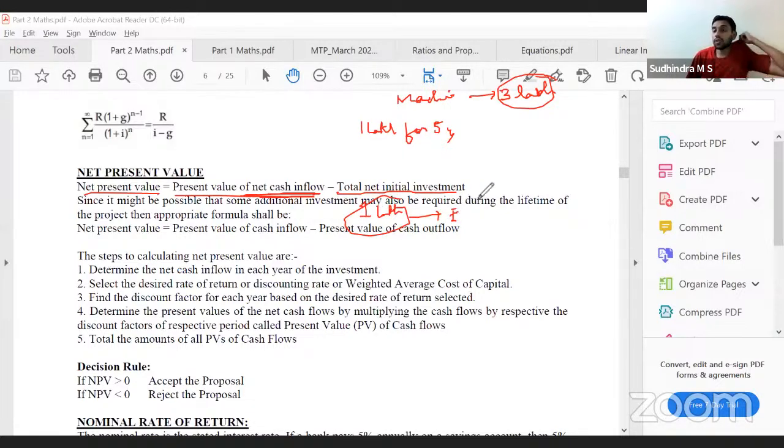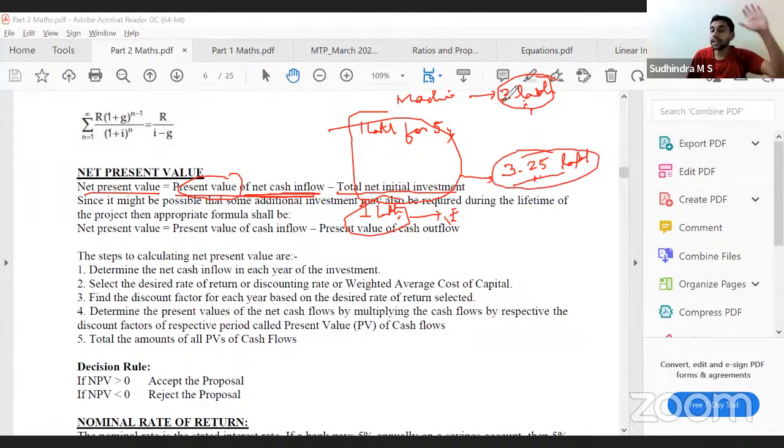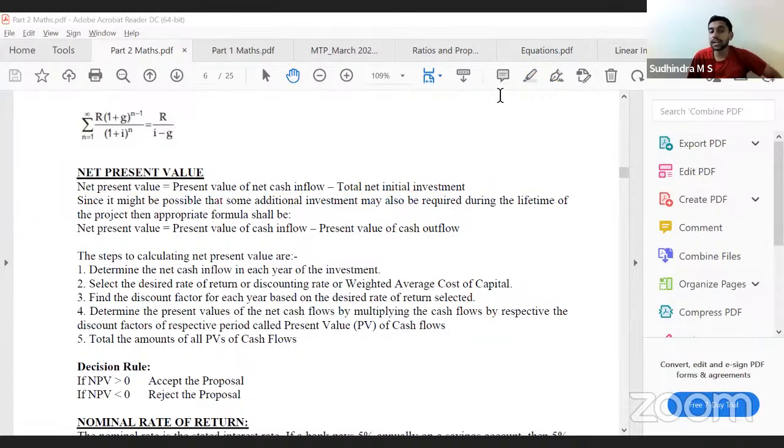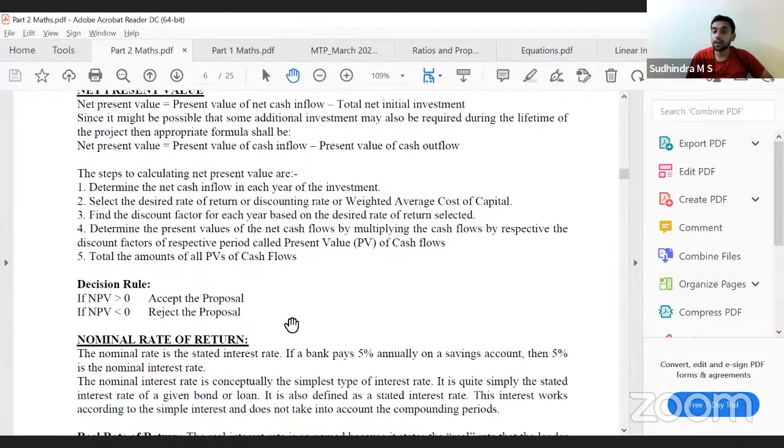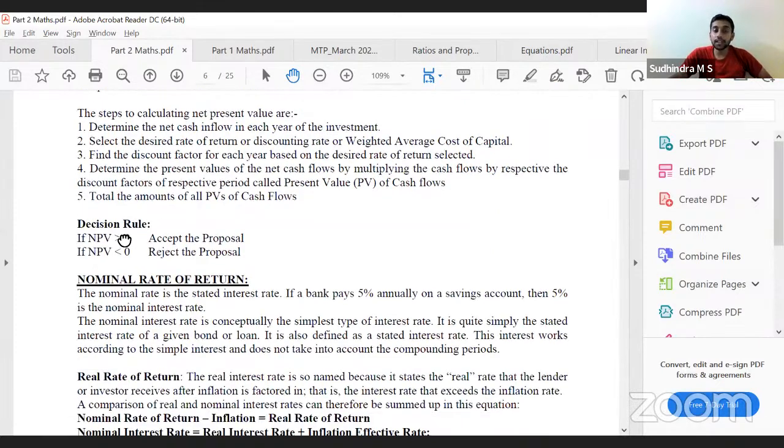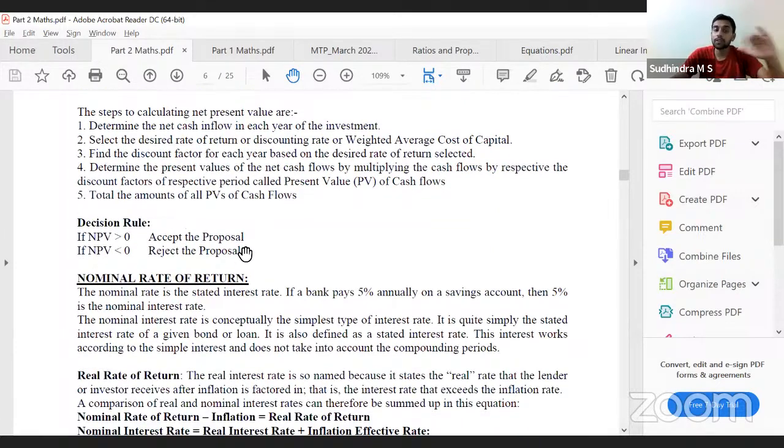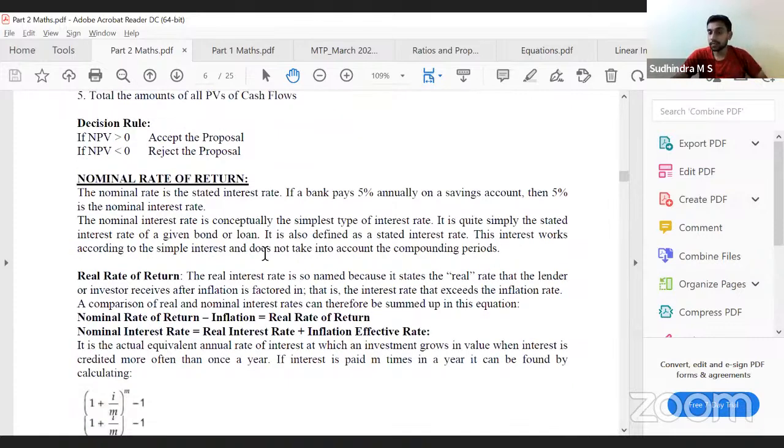Correct? So we have to go with present value of cash inflow, not the exact cash inflows that we are estimating. Calculate the present value. Let's say it comes to 3,25,000. Now compare this with the outflow that is happening. Since this is positive, there is a net positive result, so go ahead with that decision. That is how NPV works. If NPV is greater than 0, profit, so accept the proposal, else reject the proposal.